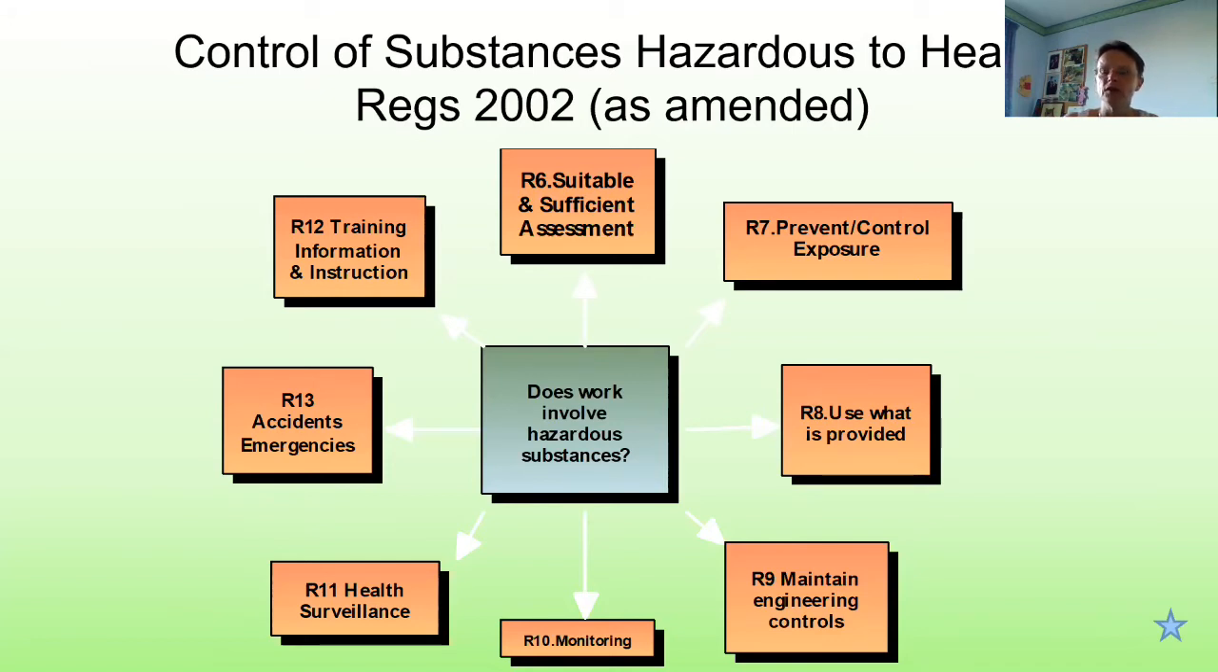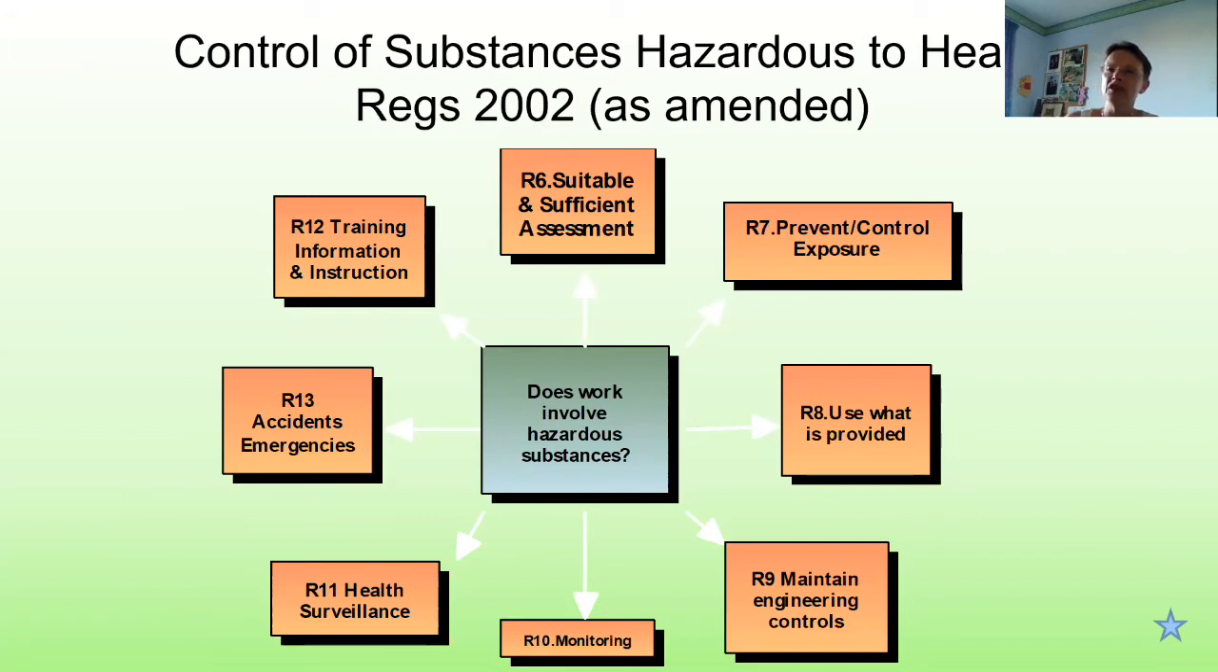Then once we've done the suitable and sufficient risk assessment, just like the majority of European legislation, we're going to take steps to either prevent or control exposure. To use what is provided, if I provide you with a ventilated booth, some local exhaust ventilation or some PPE, I'm the employer, I've got to provide it. Under COSHH, you've then got a duty to use what is provided. So it's a two-way responsibility between the employer and the employee.